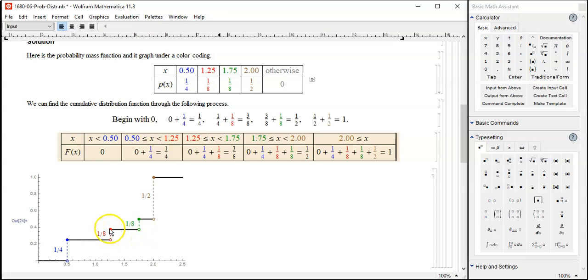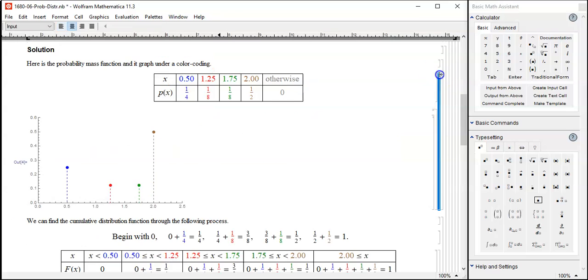So the jump is the mass, the probability mass. And then another 1/8 jump, that's the probability mass. And then at 2.0, I have a big jump, 1/2. And then everything ends at 1. That's the cumulative distribution function.